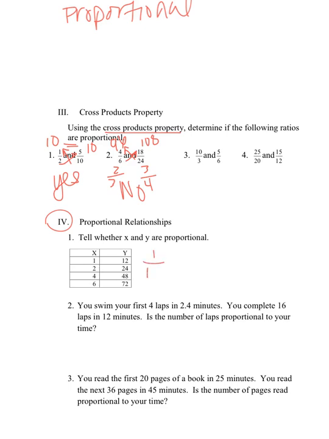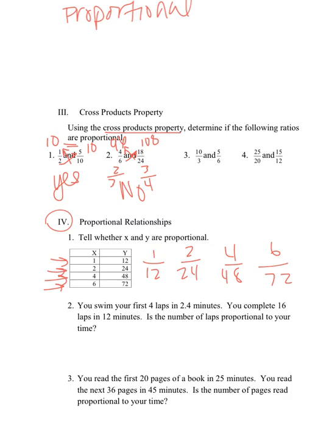So 1 to 12 is the first one. The second one is 2 to 24. I'm just taking these and doing the ratio of x to y, x to y, x to y. So 4 to 48, and then the last one is 6 to 72. And I want to know, are these proportional to one another?